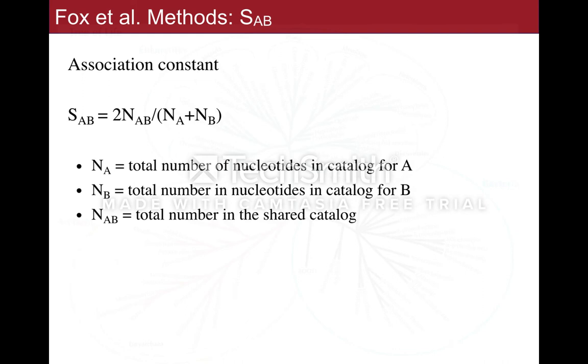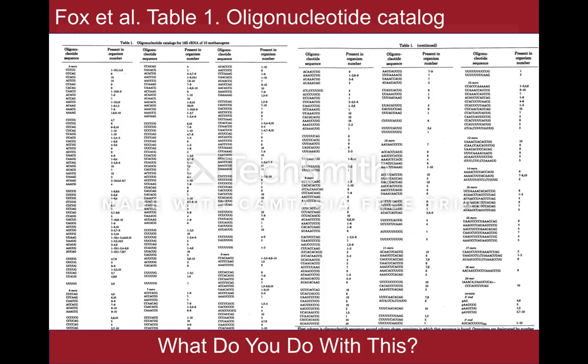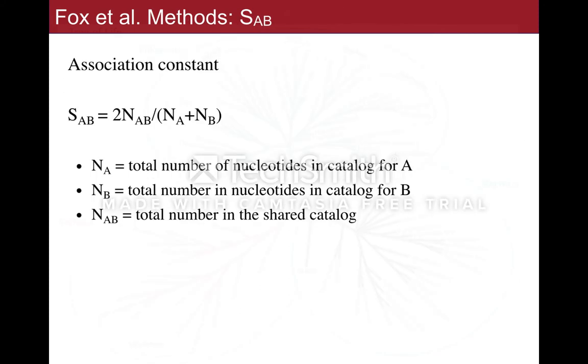So the way they calculate the association coefficient is you measure the total number of nucleotides. You take organism A, and you ask, what is the total number of nucleotides we have in that catalog? Take organism B, and what is the total number of nucleotides we have in that catalog? And then we compare them to each other, and we ask for all of the things that they have in common, whenever they have the same oligonucleotide, we sum up the total number of bases in that shared oligonucleotide. And we're going to then feed that into this formula, where we're basically calculating, in essence, a similarity between the two of them. Right? So the number shared over the total number summed up across the two of them.